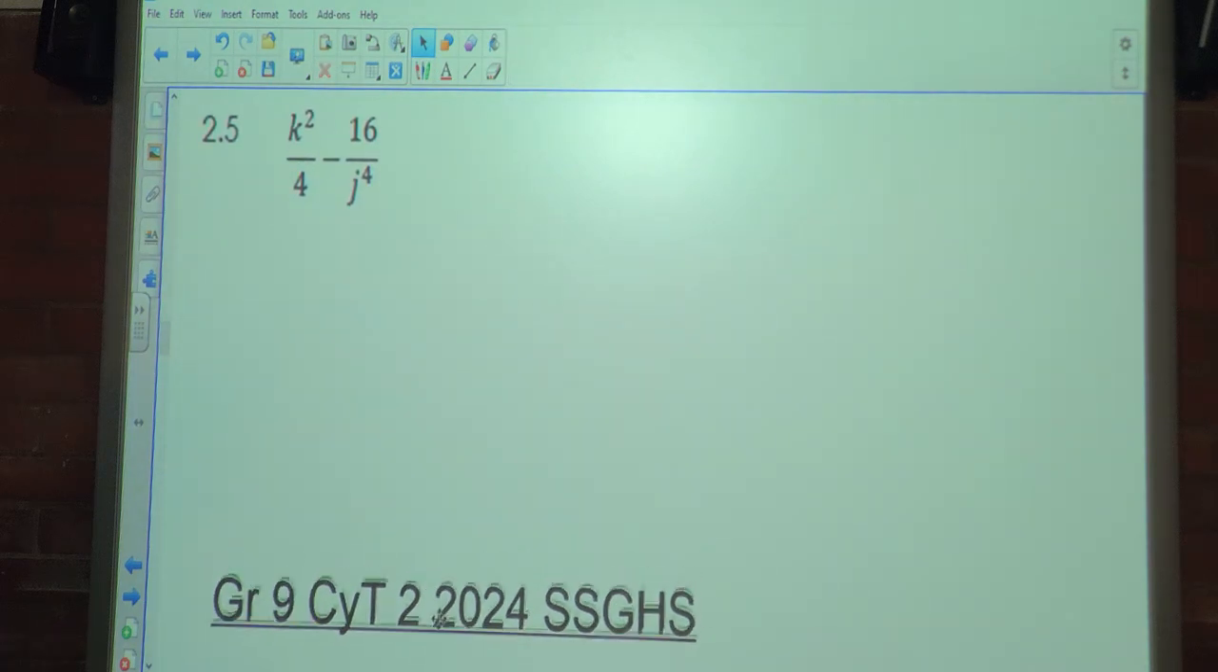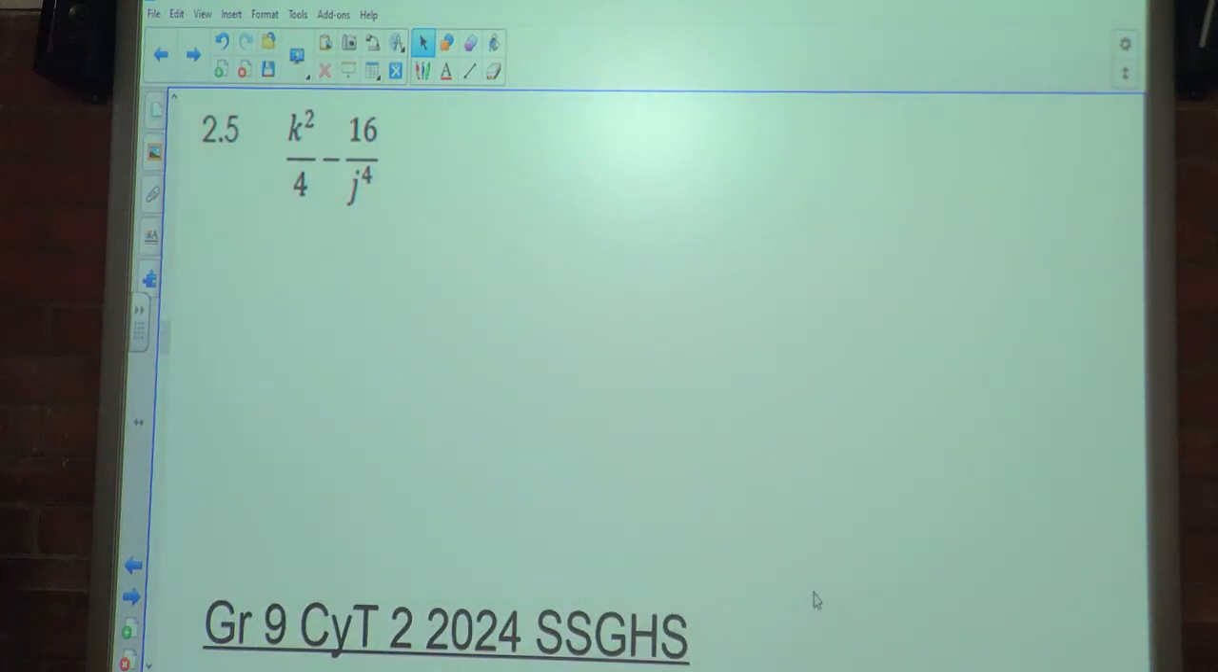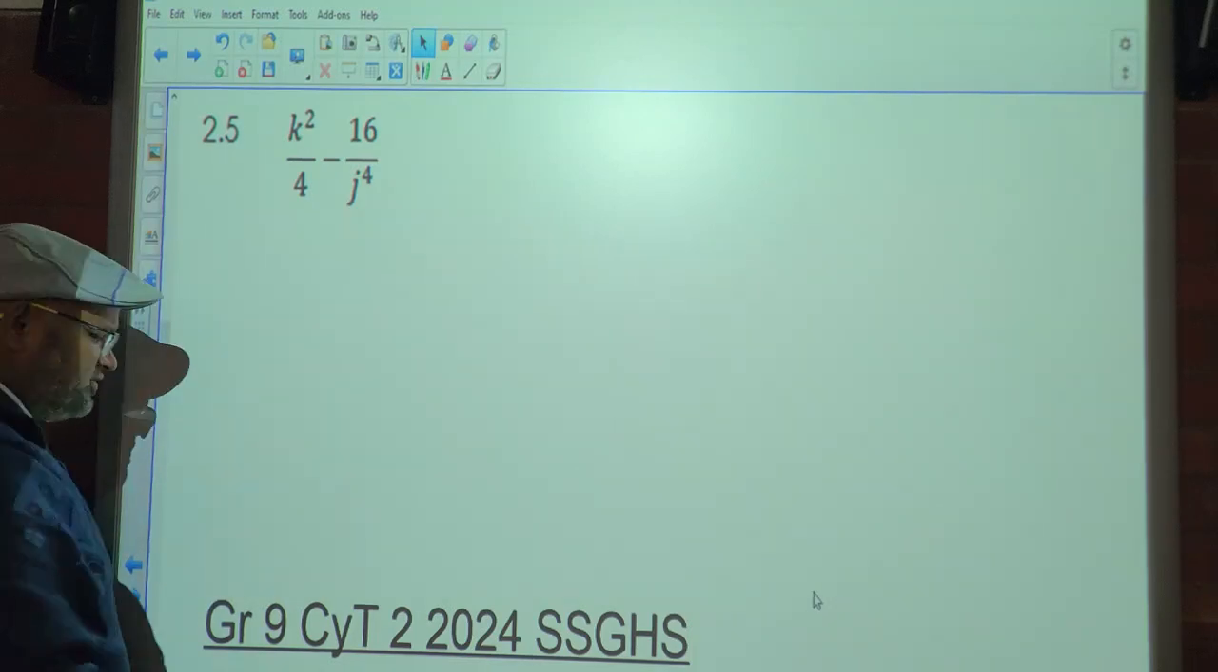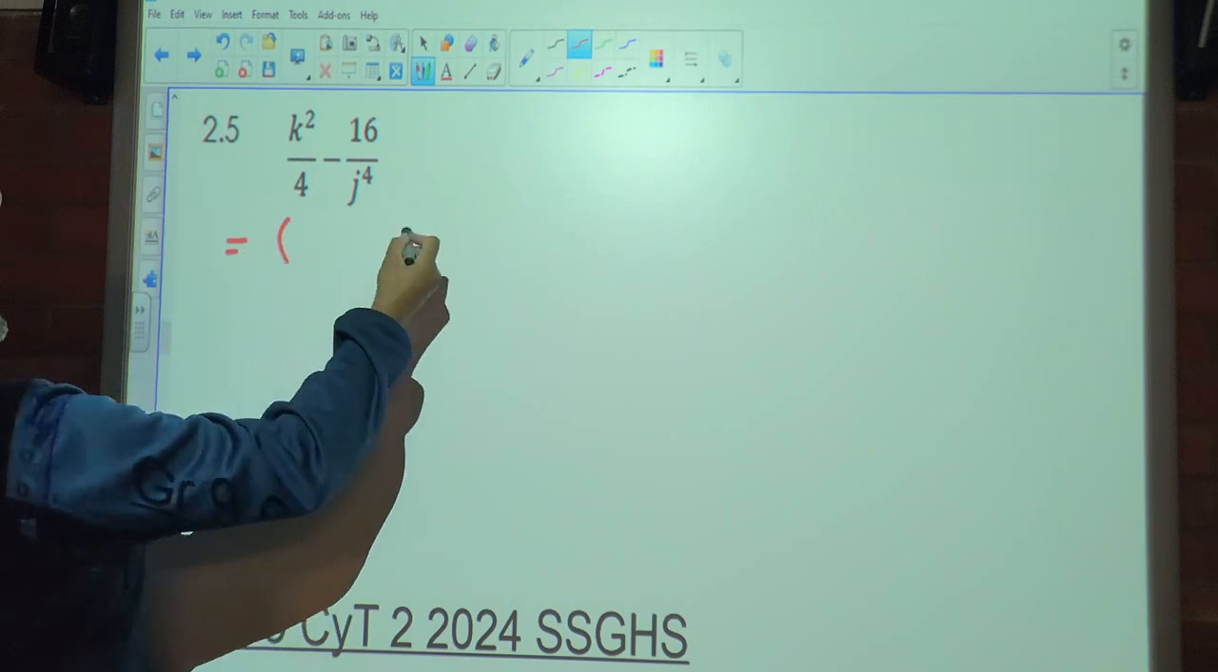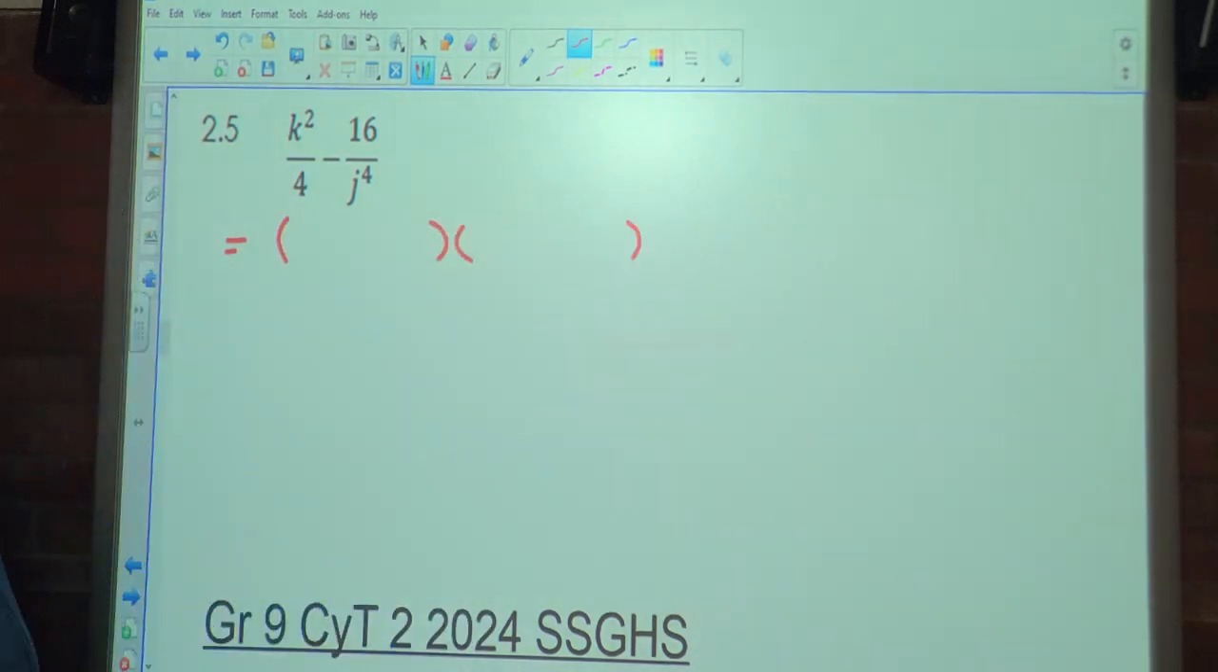Alright, we got k squared over 4 minus 16 over j to the 4. There's one of 2 ways I can do it. I can find the LCM first or take the difference of 2 squares straight. I would find an LCM first. The memo shows the other one. I don't agree with it 100%, but okay. Let's just go with it.